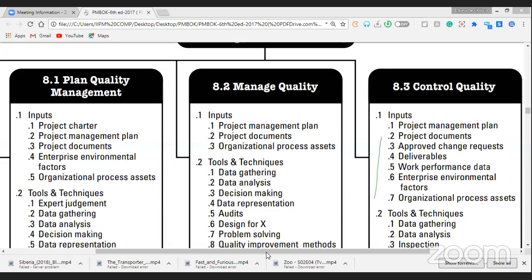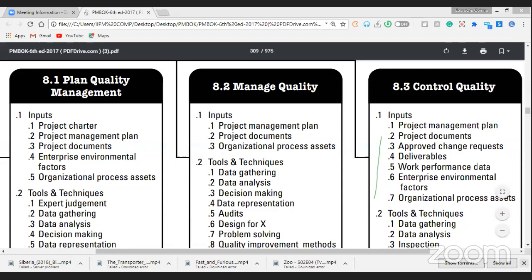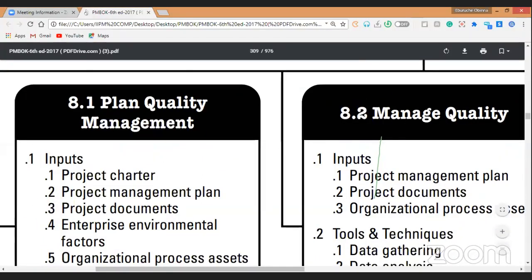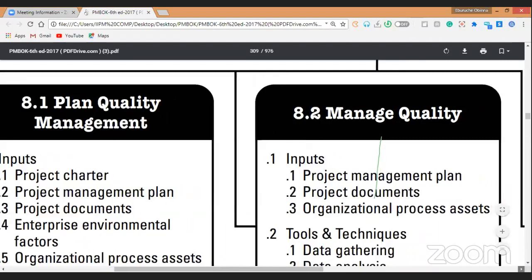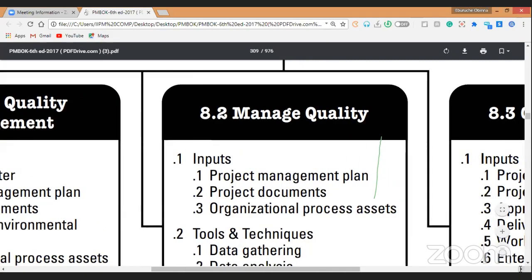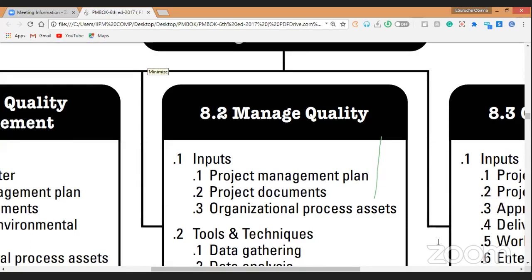I will talk briefly on the project management plan, why we need it when we're trying to manage quality. A project management plan itself defines how the project is executed and how it's going to be monitored, controlled, and closed. And so in managing quality, we will need the project management plan as an input to be able to execute, monitor, control, and close the project.